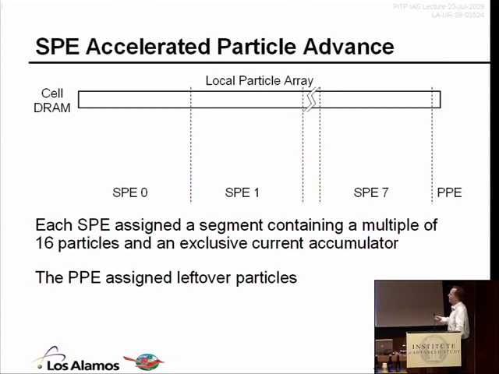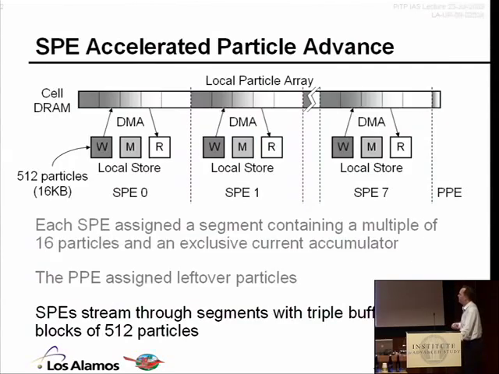This means that we now have to worry about our particle advance. In our particle advance, we have 8 SPEs, and we have a bunch of local particles located in the Cell DRAM that we want to push. We're going to divide this up uniformly amongst the 8 SPEs, and maybe have a couple of leftovers that get handled by the PPE. Then we program the DMA controller on Cell to stream through this memory 512 particles at a time, bringing in a group of 512 into the local store while we're processing the current group and while we're writing out the previous group that we just processed.